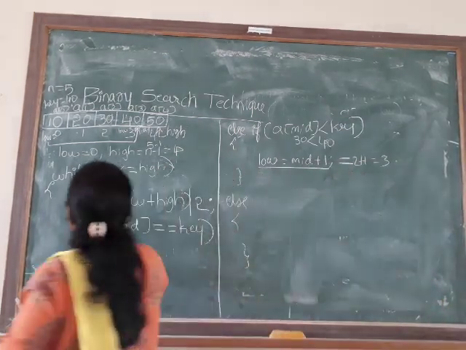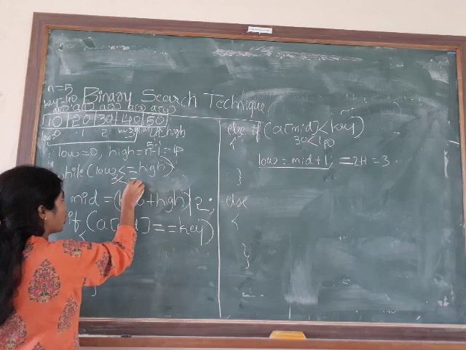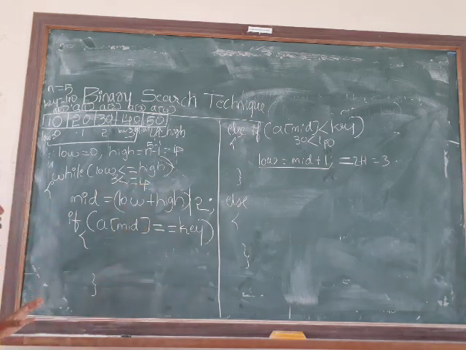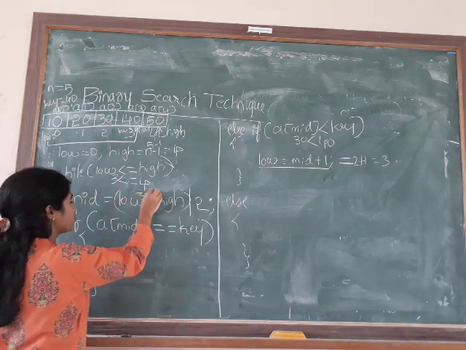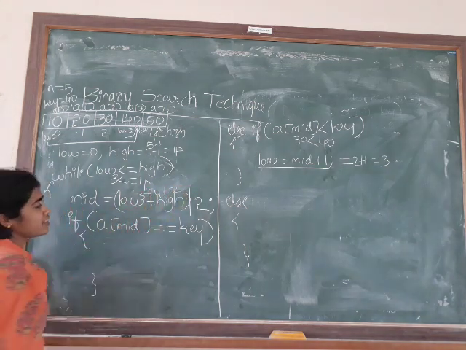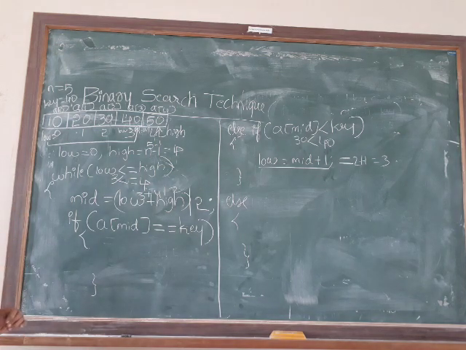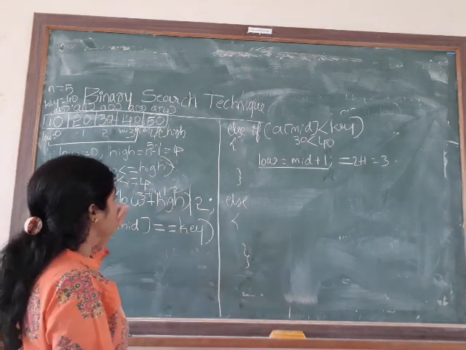So it will come here. 3 less than or equal to 4: true or false? Definitely it is true. Now it will come, mid is equal to 3 plus 4 divided by 2, that is 7 divided by 2. What will I be getting for 7 divided by 2? That is 3.5.